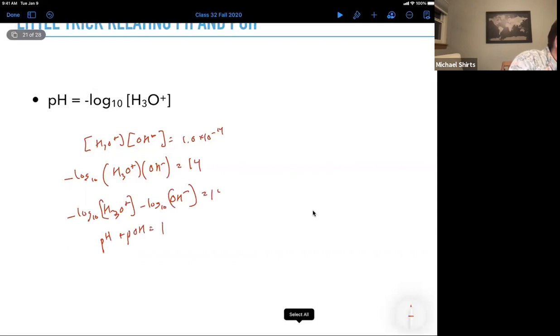Is equal to 14. So if you have the pH and the pOH, you can go back and forth between the others because you know they have to sum to 14. Why? Because that's minus log base 10 of Kw. This is the known Kw. Okay, so that's a little trick you can use when you're converting back and forth between pH and pOH.